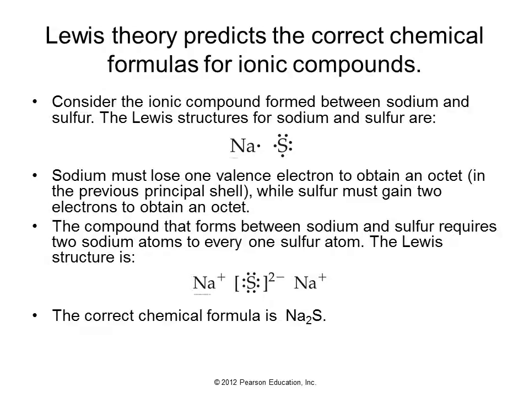The Lewis theory predicts the correct compound formulas for ionic compounds. For instance, sodium sulfide: you see sulfur is lacking 2 electrons. It has 6, it needs 2 more. So one sodium provides 1, and the second sodium is required to provide the second one. Therefore, Na+, S2-, Na+, and the correct formula is Na2S.